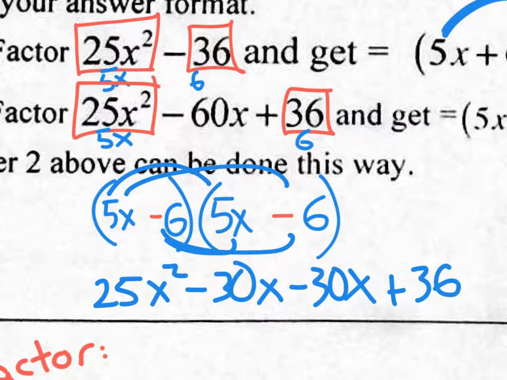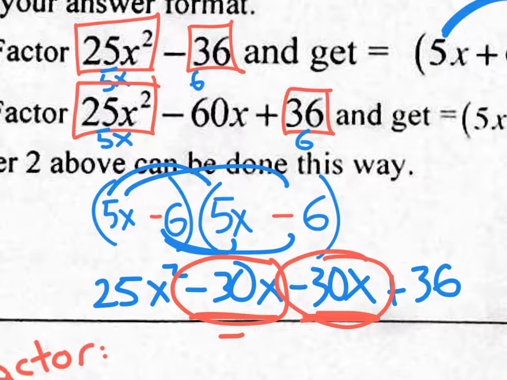Now I noticed a lot of people made mistakes when they combine these two middle terms. You're not multiplying anymore, now you're combining. It's like owing $30 and owing another 30. Well, yeah, you're going to owe 60 of those dollars, owe 60 x's. So we verified that it's 25x squared minus 60x plus 36. And there it is, 25x squared minus 60x plus 36.